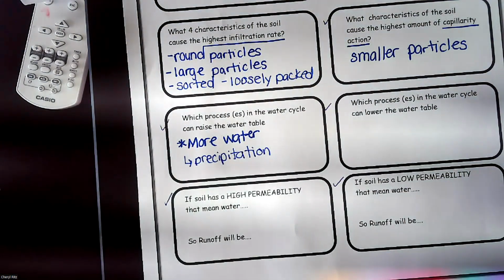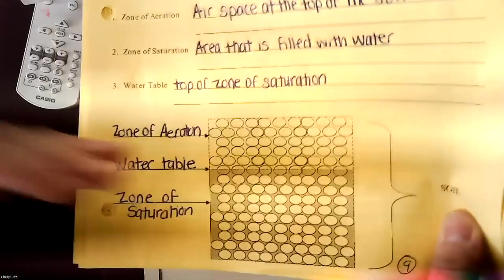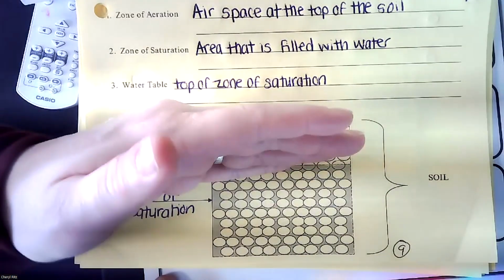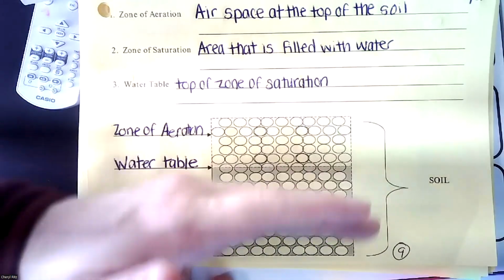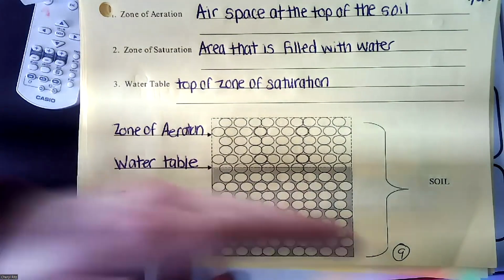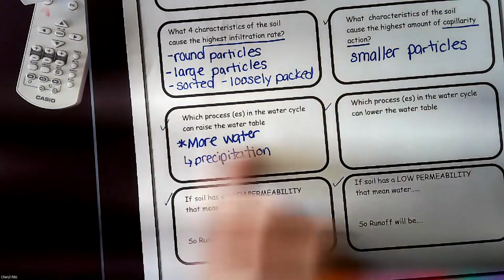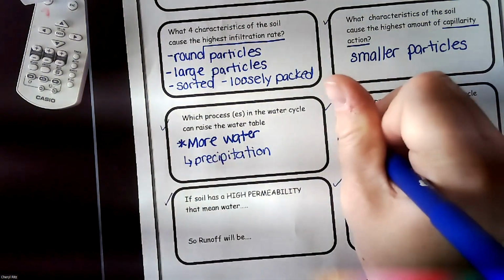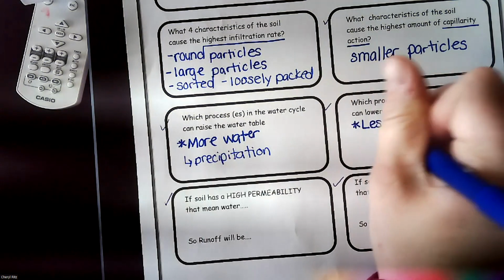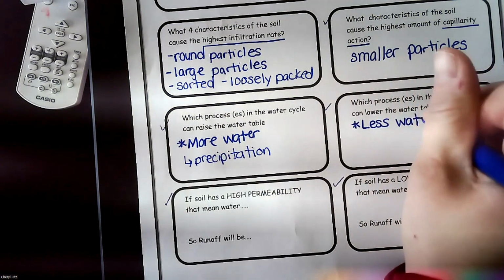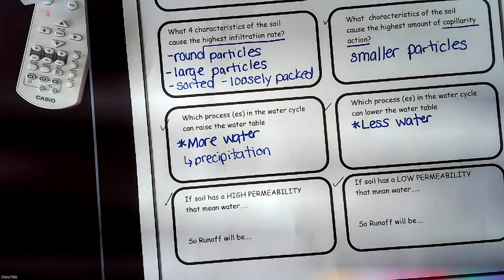The opposite of that, how will we lower the water table? Or in other words, take the water table from near the top of the ground and make it drop. So you have to dig a deeper hole to get to water. What happens? Do we need more water? No, you clearly need less water. And what processes in the water cycle take water away?